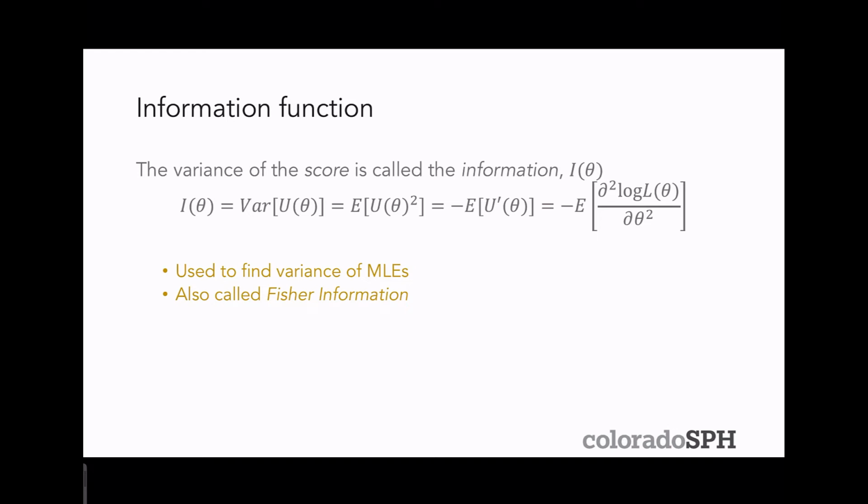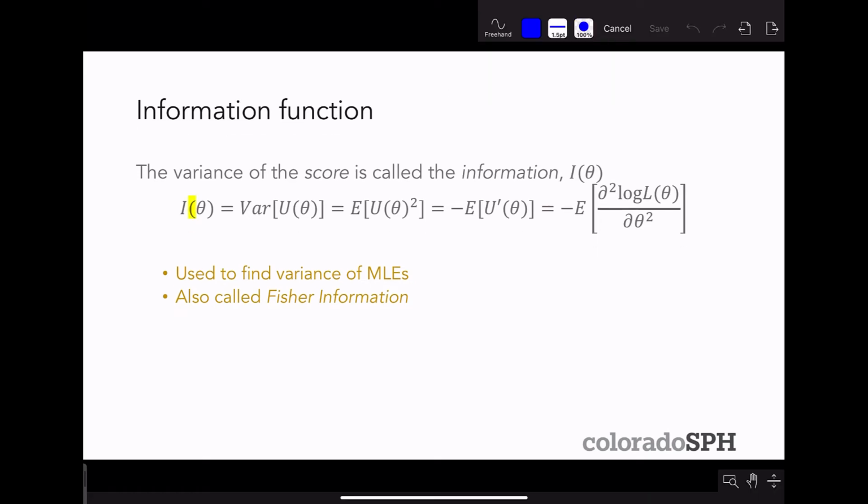Another common function with regard to MLEs is called the information function. And this will be used a lot in the next lecture to help calculate the variance of MLEs and their confidence intervals. So the information is the variance of the score function, and it's denoted I of theta. So the information of theta is equivalent to the variance of the score of theta, which is equivalent to the negative expectation of the second partial derivative of the log likelihood.